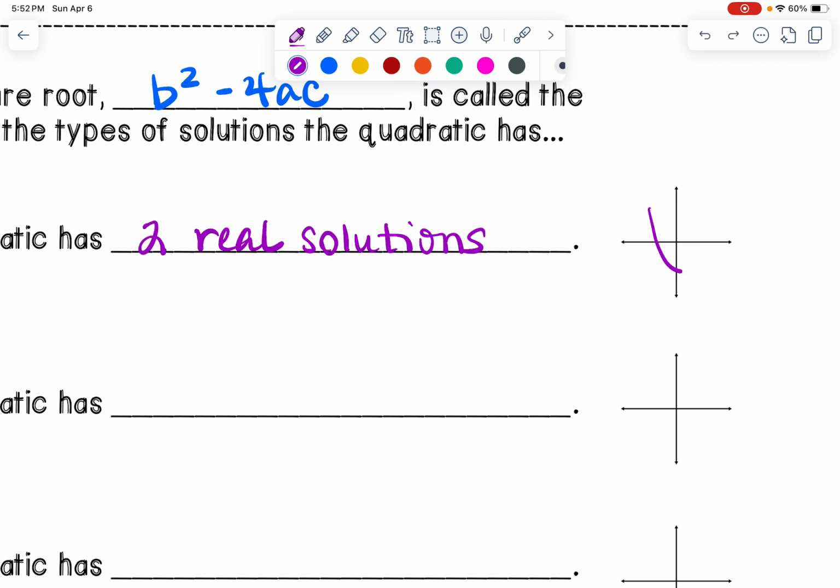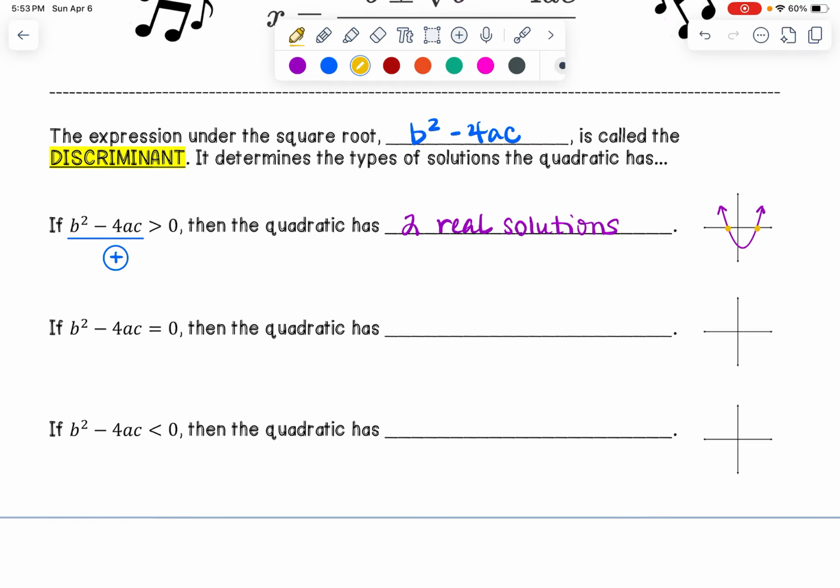I wanted to give me a nice, pretty parabola. There we go, right? So it's going to cross the x-axis twice is what that's telling us when our discriminant is a positive number, right? We get those two real solutions, okay?